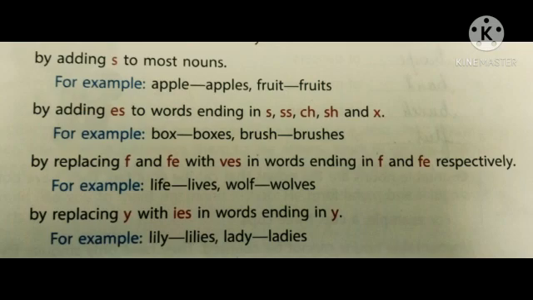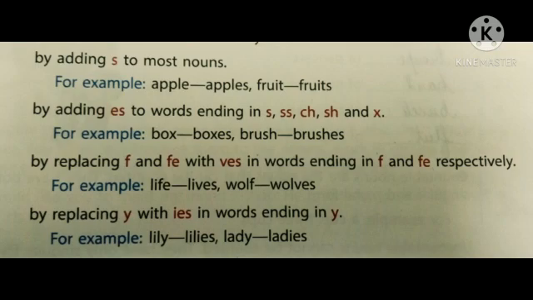Then by replacing f and fe with ves in words ending in f and fe respectively. In the end of the word, if we have f or fe, in place of these two we are going to use ves. For example, life. So in place of fe we are adding ves. Life, lives. Then wolf, wolves. Can you see? In place of f we have added ves, wolves.